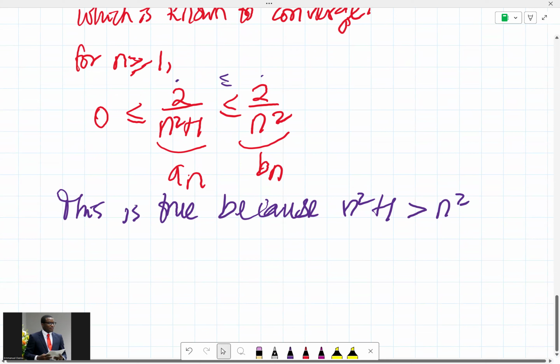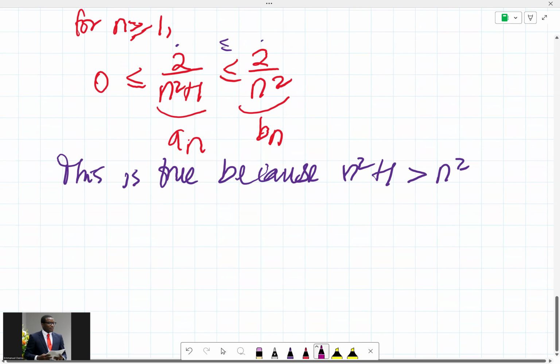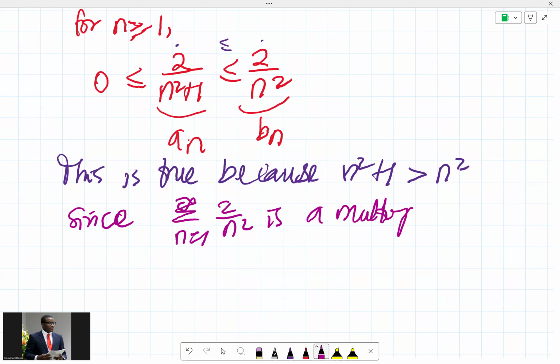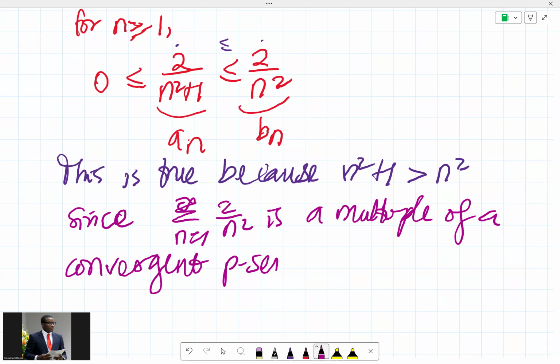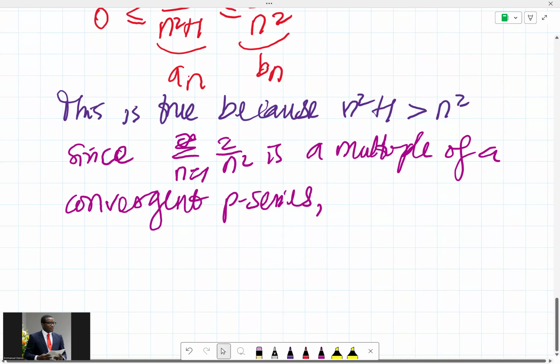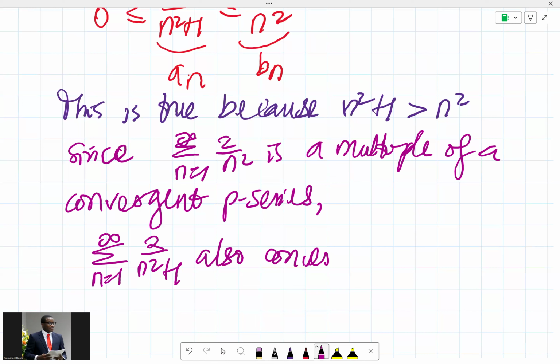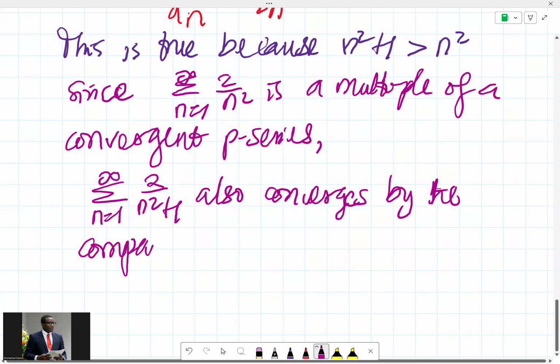So if we apply the comparison test now, since the series n equals 1 to infinity of 2 over n squared is a multiple of a convergent P series, then we can say that the series summation of n equals 1 to infinity of 2 over n squared plus 1 also converges by the comparison test.